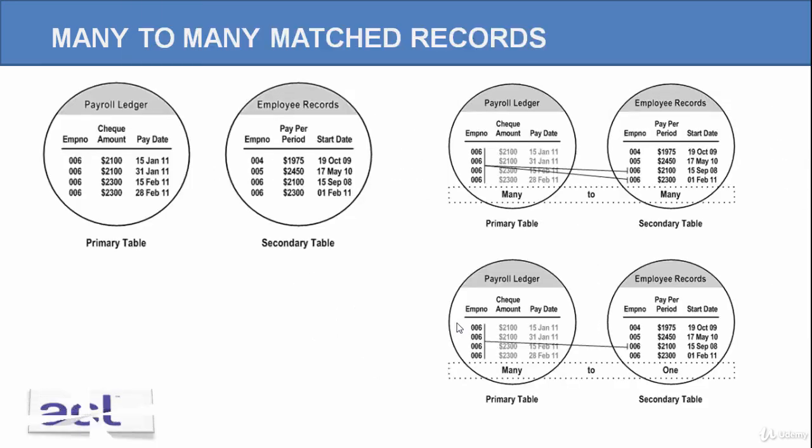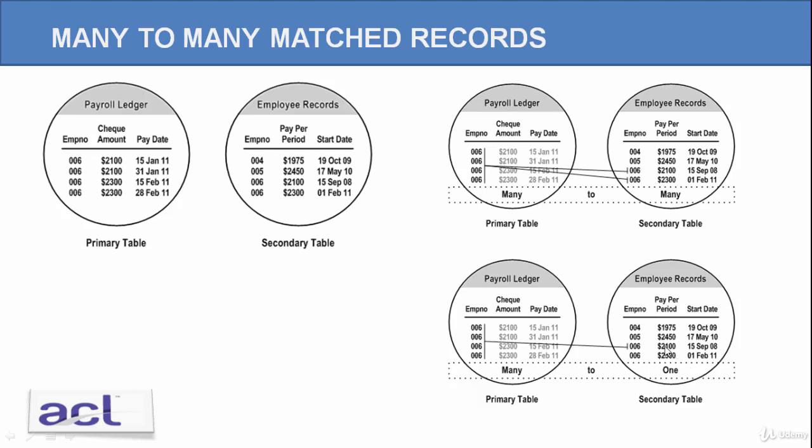So what that is going to do is this. You can see we just have employee number 006 but with different check amounts. By the time it looks through the employee records table, you have two entries there, which are $2,100 and $2,300. When we want to combine the two tables under many to many match records, you have many to many and you also have many to one. For many to many, it will go there and match these two records that we have here. And for many to one, it's just going to match just one.